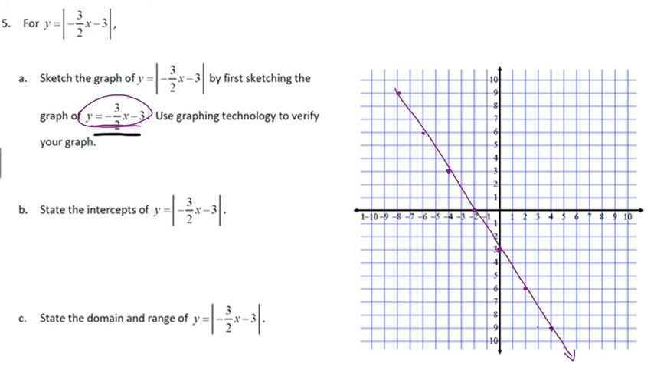It wouldn't hurt for you to bring a ruler with you. Tom, wake up. It wouldn't hurt for you to bring a ruler with you to be able to draw a straight line, right? On the test, you're going to be able to draw a straight line. Okay, so sketch the graph first.